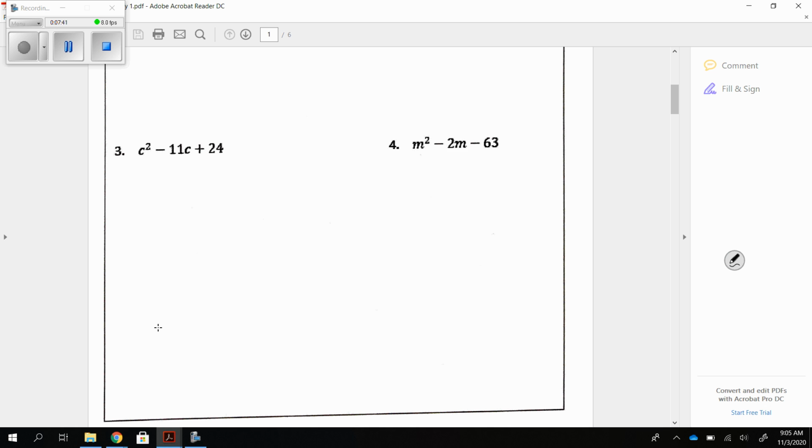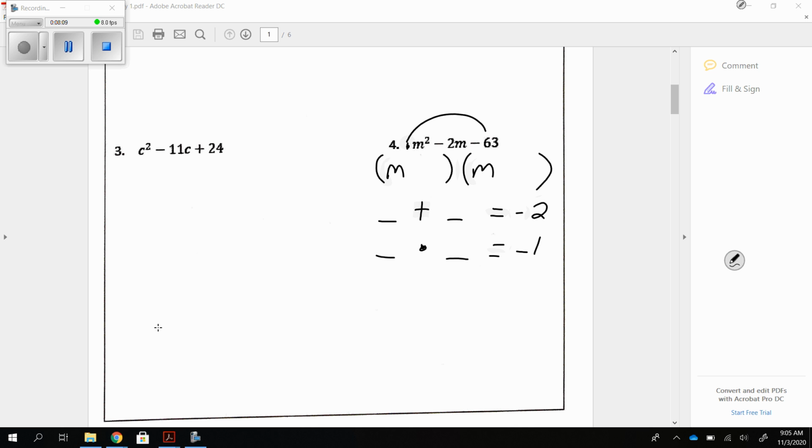m squared minus 2m minus 63. Again, make our two parentheses. m is going to be here, m is going to be there. We need two numbers that will add up to negative 2, and those same two numbers multiplied would equal a times c, which is negative 63.